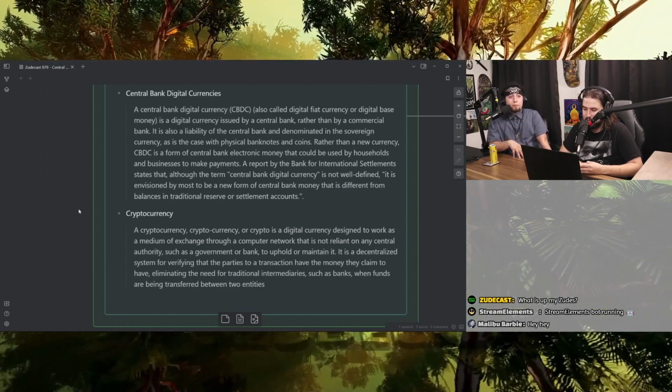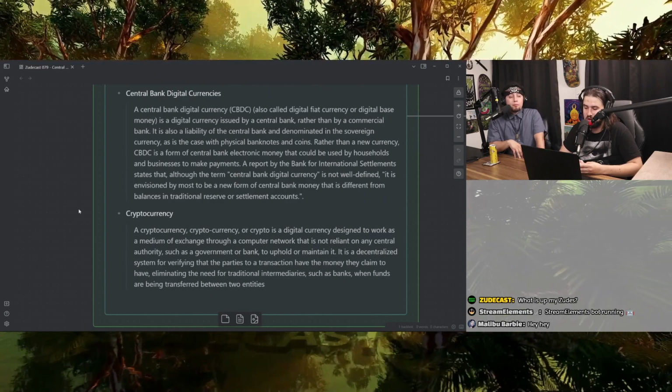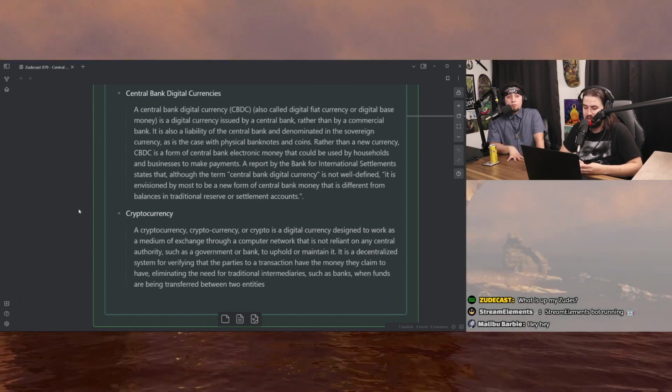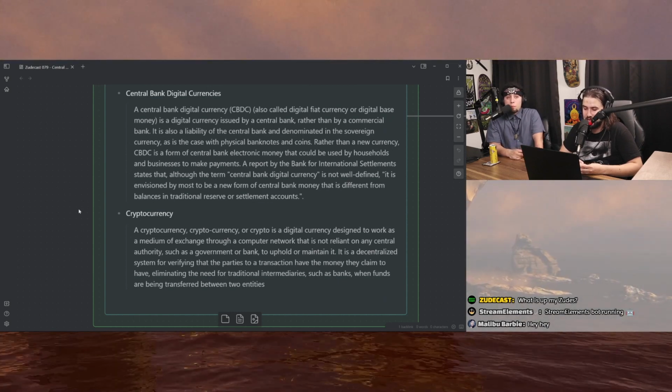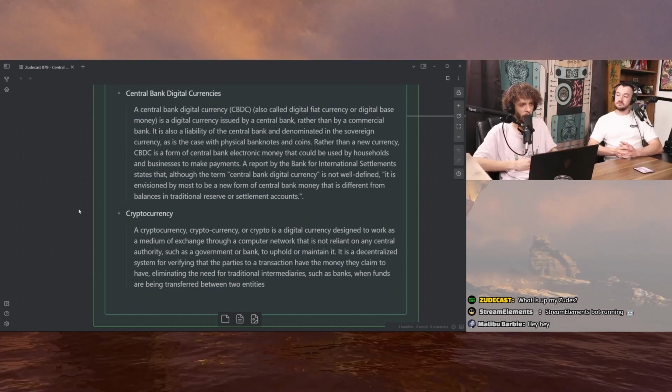A report by the Bank for International Settlements states that although the term central bank digital currency is not well defined, it is envisioned by most to be a new form of central bank money that is different from balances in traditional reserve or settlement accounts. So just to interject, you could already digitally send money around, right? So the whole point of this for them is just to consolidate all of that onto one singular platform they have control over, right?